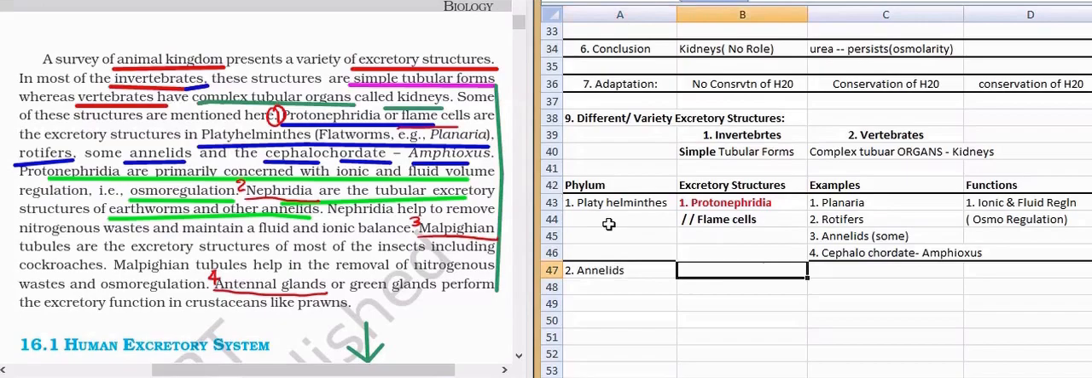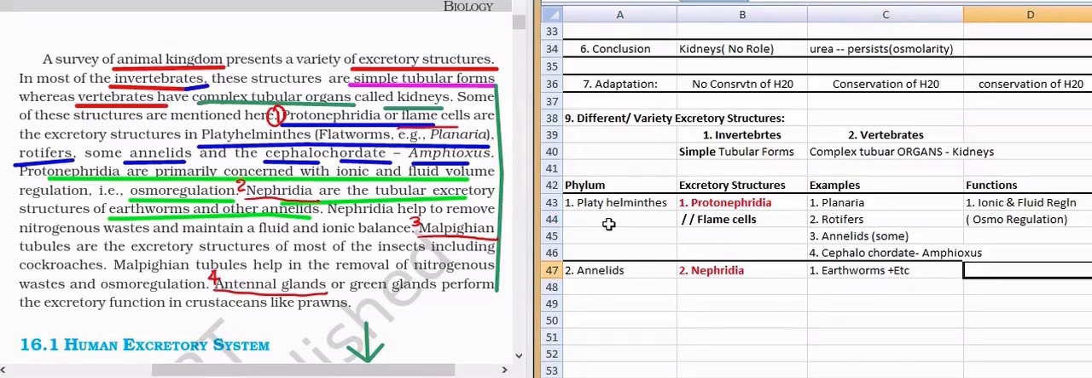In that, what is the structure? It's called nephridia. The examples I gave: number one, we have earthworms, plus etc. You can mention earthworm plus others also.